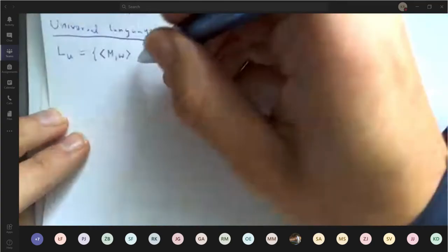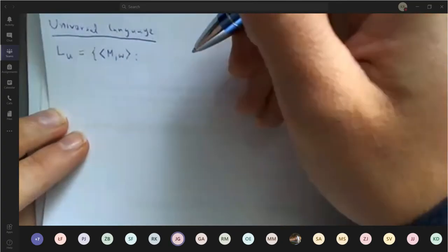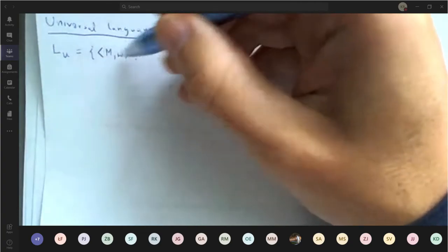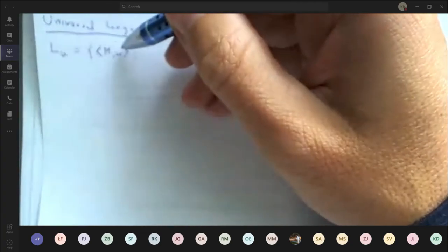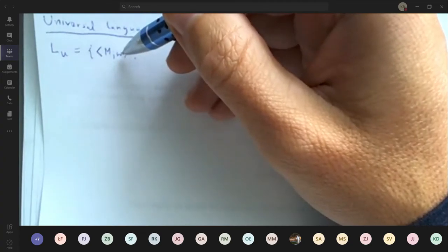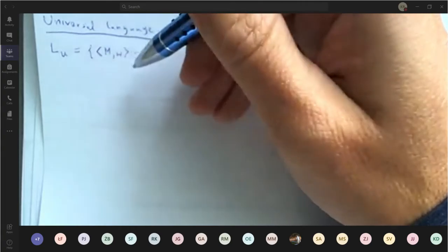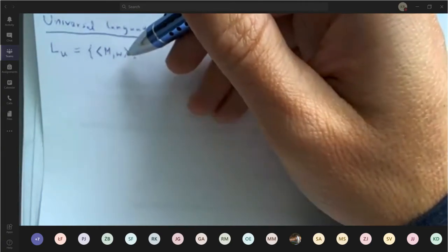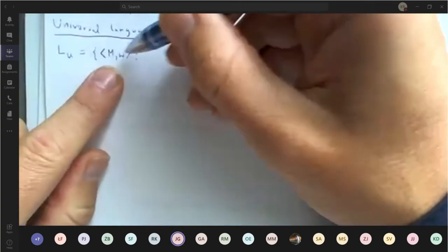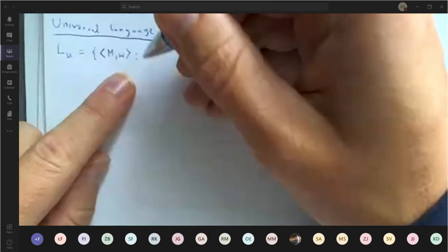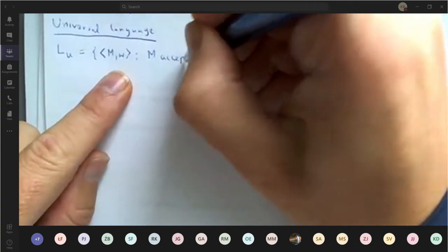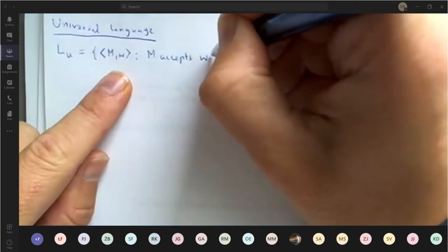Excuse me, what's W here? W is an input string. This is just any string, but we can consider the string as consisting of two parts. The first part is the code of a Turing machine, and the second one is the input string for this Turing machine. And such a string belongs to LU if and only if M accepts W.